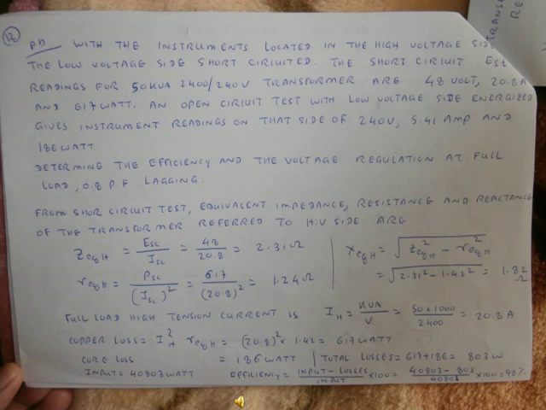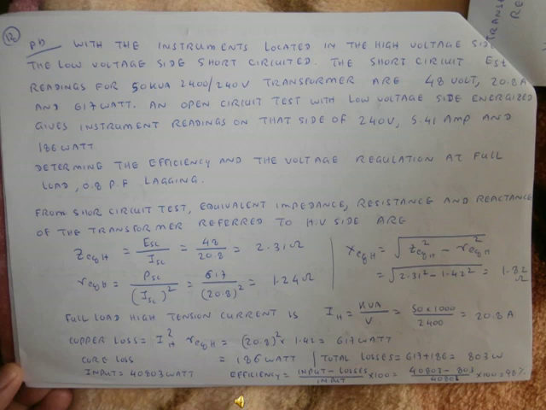Firstly, we perform the short circuit test, and we determine the equivalent impedance, resistance, and reactance. In this case, all the equivalent impedance, resistance, and reactance are referred to the high voltage side. Therefore, we have to calculate the equivalent impedance on the high voltage side, Z_eqH, which equals E_SC divided by I_SC.